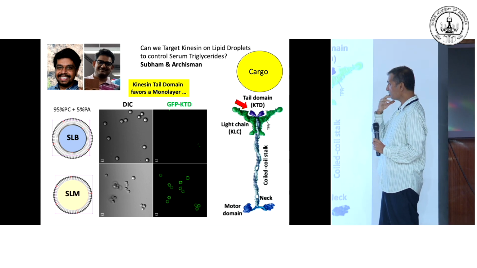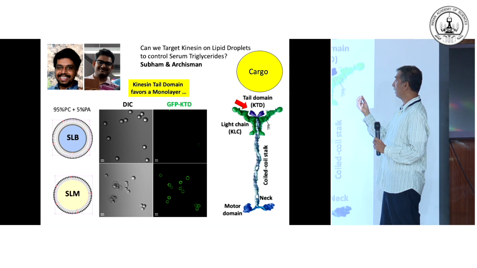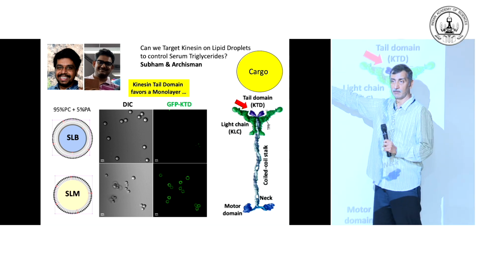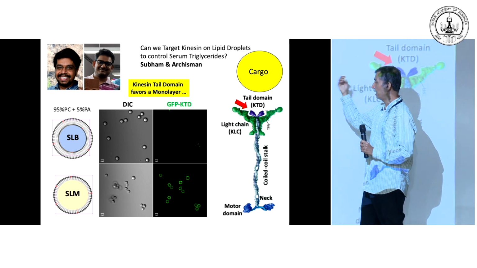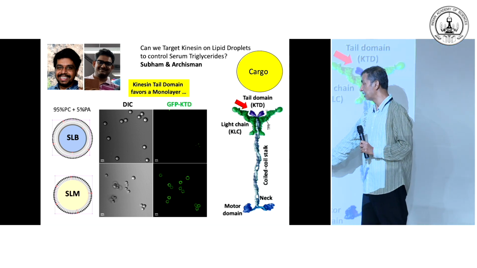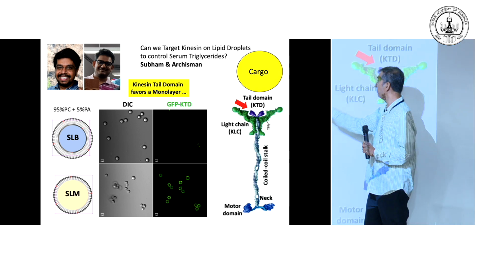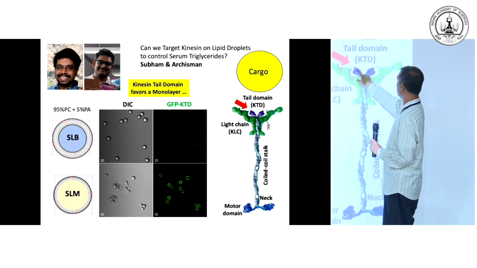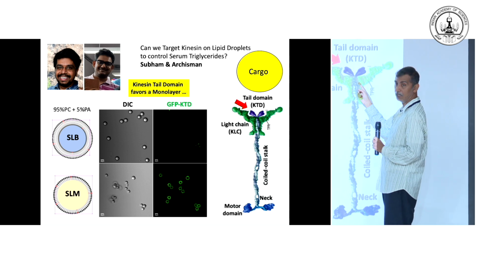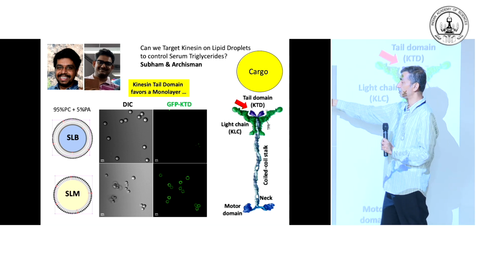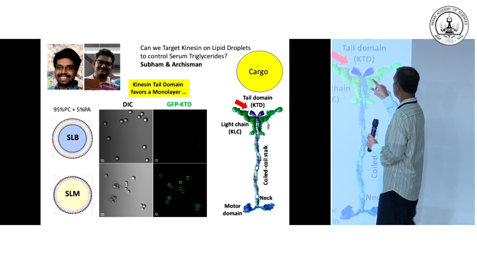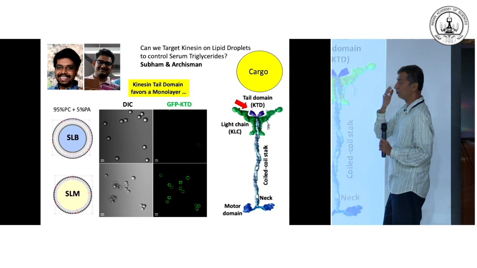So let's say I take this kinesin motor and I make it green. It gives green fluorescence, and I throw an equal amount of motor on this kind of thing or this kind of thing. What you see is that, sorry, I said it wrongly. This part I make and I add a fluorescent tag to it. This is the kinesin tail domain. You can see that hardly anything gets onto the bilayer, but the monolayer has so much of the kinesin tail domain. This suggests that this part preferentially binds to a monolayer.